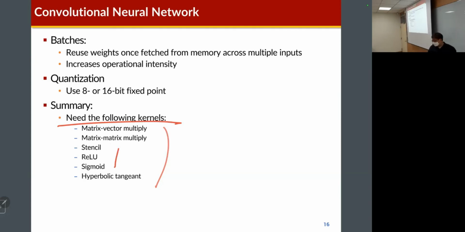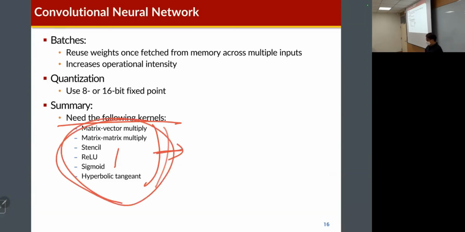If these computation kernels can be accelerated, because these computation kernels are frequently used in these domain-specific applications like the neural networks, then we can build the hardware that can execute these types of operations. It's very similar to the ASIC.